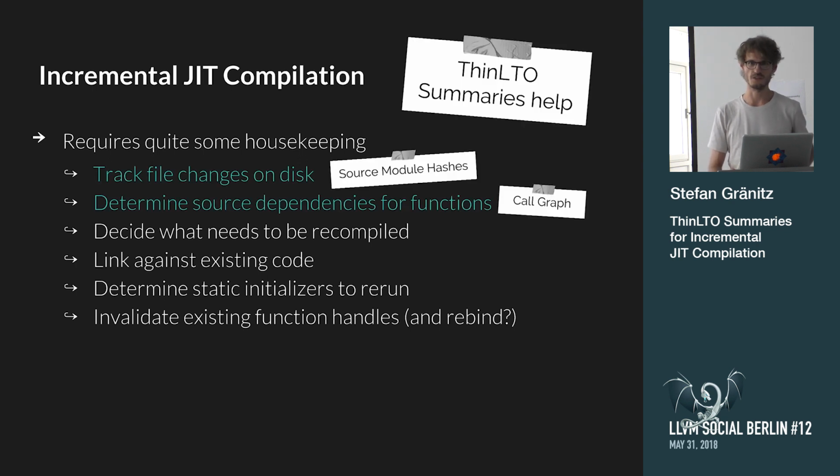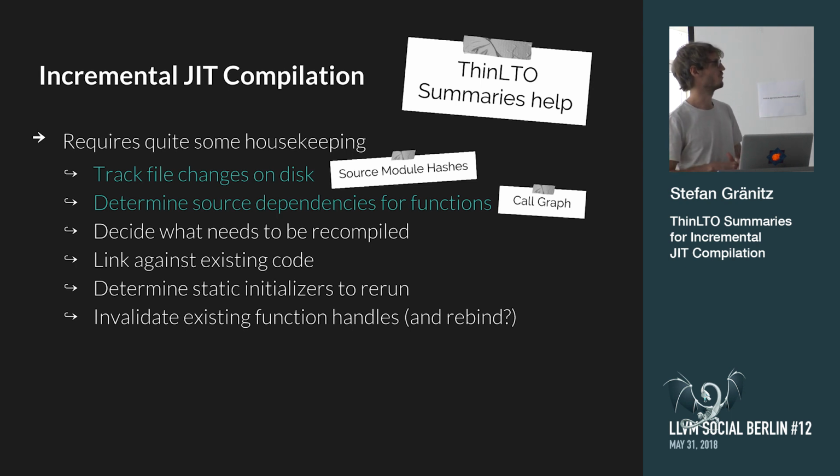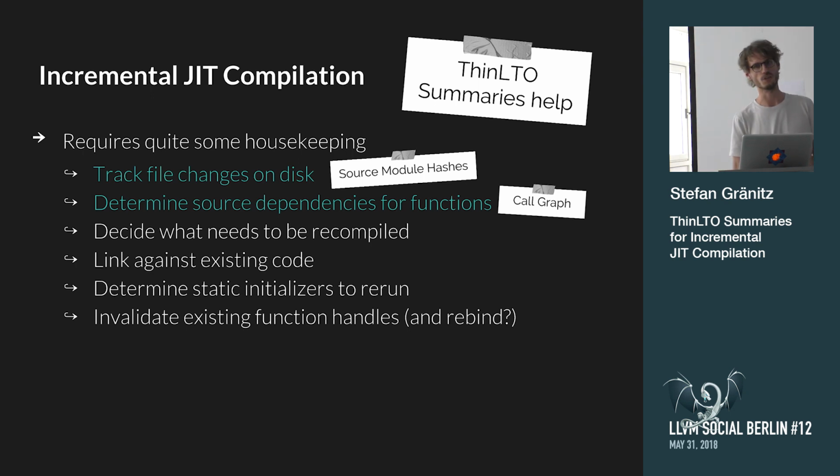So this is where ThinLTO comes to help. ThinLTO module summaries provide us module hashes where we can check if the module that we have in memory is still the same as the one we have on disk. This is very easy because we just need to reload the hash from disk and compare it to the hash we have. And it helps us to determine which source dependencies our function has. We can, for example, calculate the global unique identifier for our function, go through the summary, see in what module it is available, and just compile this module.